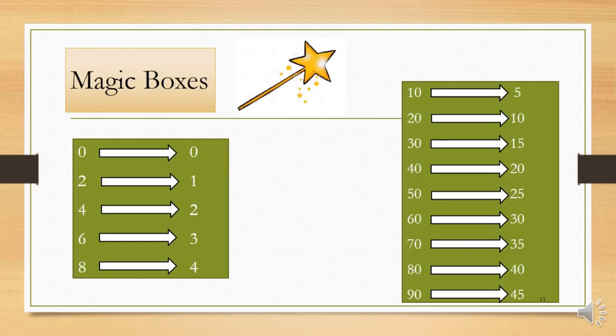Remember that I have 2 magic boxes, one for the units: half of 0 is 0, half of 2 is 1, half of 4 is 2, half of 6 is 3, and half of 8 is 4. And for the tens, I have halving of the 10 is 5, 20 is 10, 30 is 15, 40 is 20, and so on.